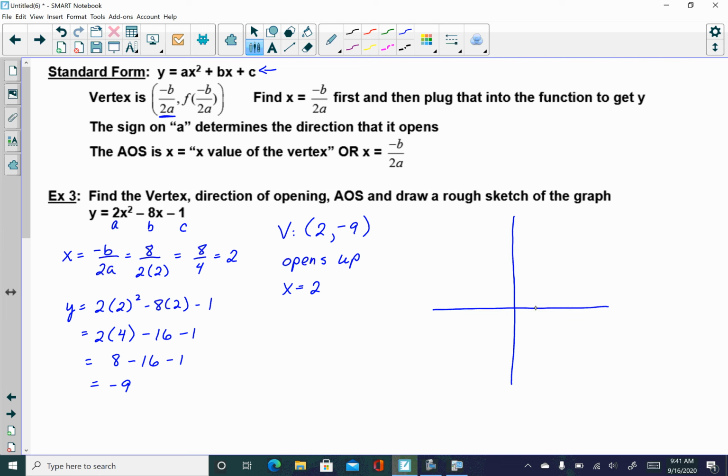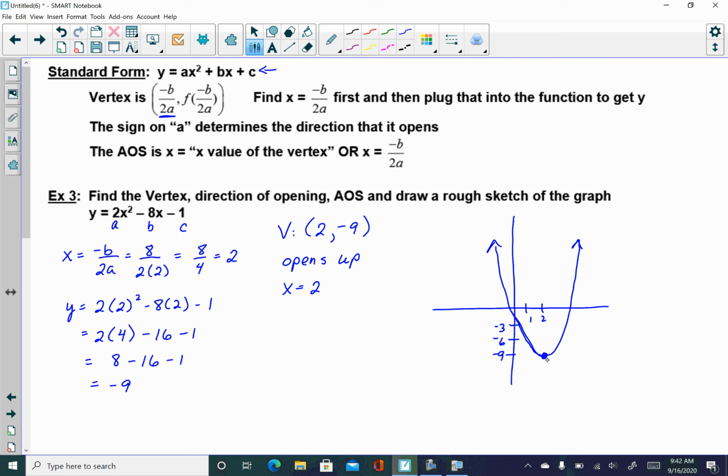I've got the vertex of positive 2, negative 9, so I'm just going to count by 3s here: negative 3, negative 6, negative 9. And this is 1, 2, so 2, negative 9. I'm opening up, so it'll look something like this. It should be more rounded, but anyway, that's our graph, and here's our vertex down here at the bottom.